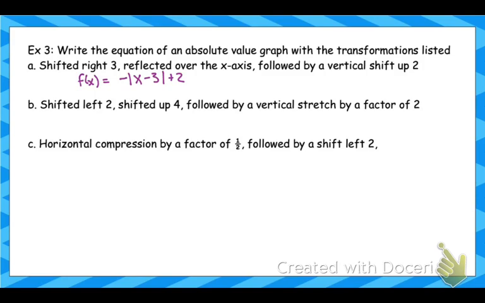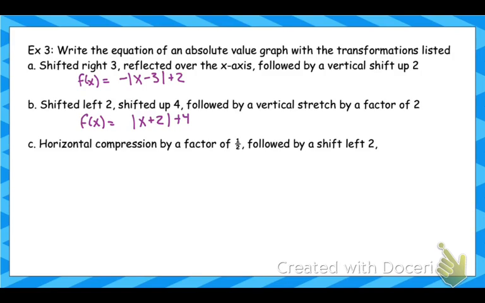All right, let's look at our next example. Shifted left 2. So inside the absolute value bars, x plus 2. Shifted up 4. But then it is vertically stretched by a factor of 2. So that is not the order that we are used to applying. So what we need to do is we need to consider what's happening. I've done these two transformations first. Then I have stretched it vertically.